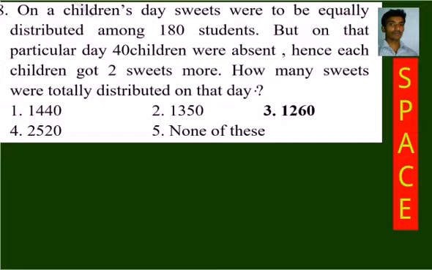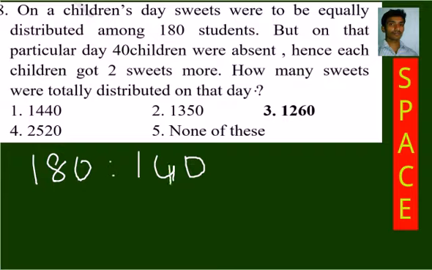So, on a Children's Day, sweets were to be equally distributed. Means what? Were to be equally distributed among 180 students. Actually, they had a plan to distribute among 180 students, but on that particular day 40 children were absent. Means they have distributed only to 140 students. So the actual number of students is 180, but due to 40 children's absence it was only 140 now.